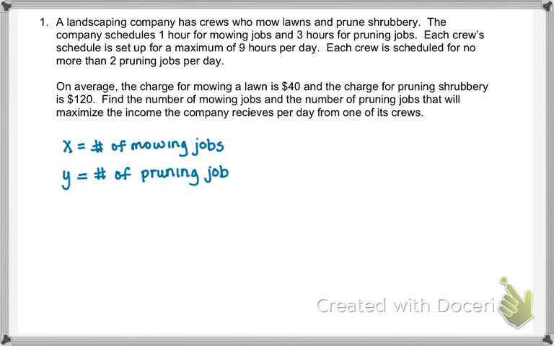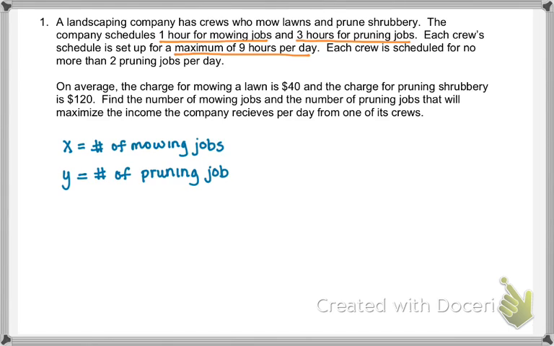And then you're going to use x and y to come up with your constraints. So what are my limitations in this problem? So your constraints, let's see what we're limited by. It says we only have a maximum of 9 hours a day. Okay, so we only got 9 hours, and it takes 1 hour for a mowing job and 3 hours for a pruning job. So if you have colorful pens or highlighters, you can start underlining in different colors so that you can underline the same constraints in one color and help you organize the information.